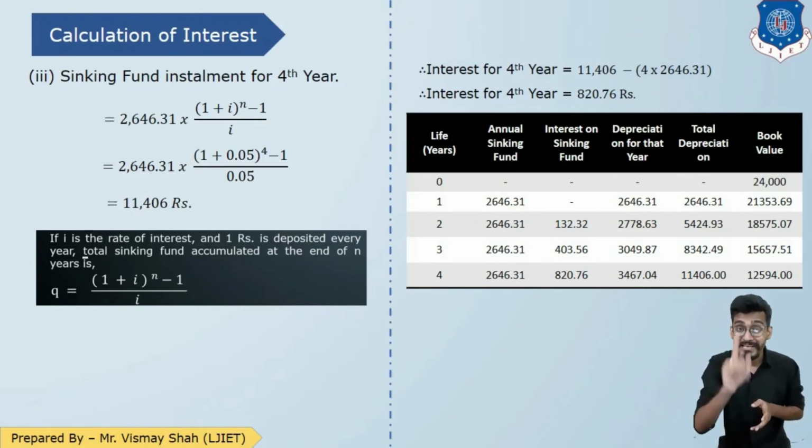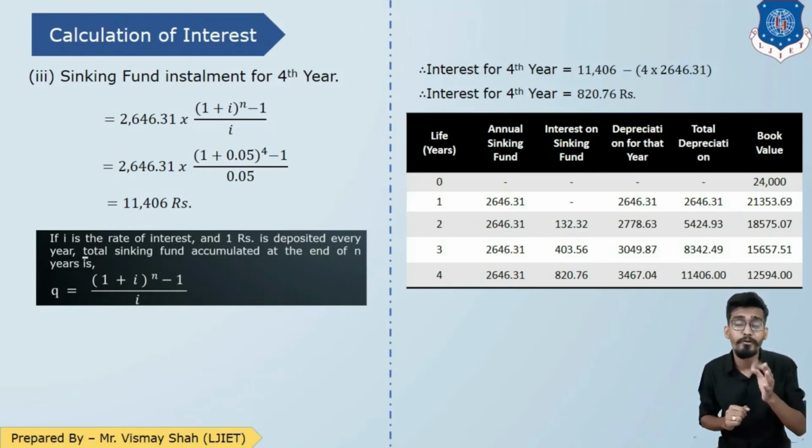11,406 rupees. This is again inclusive of your capital. That means inclusive of the sinking fund. At the fourth year, you have invested 4 times of sinking fund. So subtracting it, you will get 820.76 rupees as your interest. Now put that into our table.